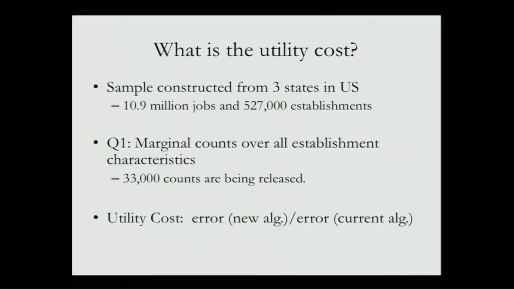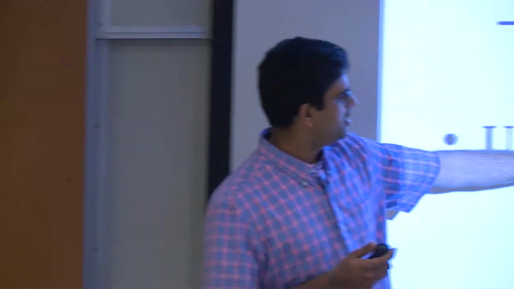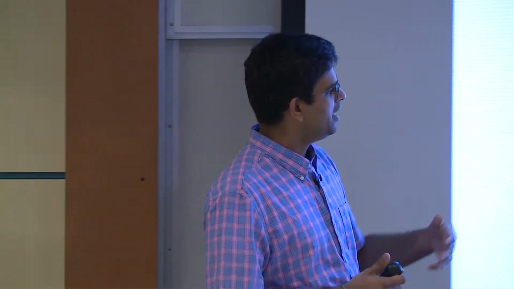For utility measurements, we basically said, let's ask some queries. In this case, we asked two kinds of queries. One query was the marginal counts over establishment. You can think of this as a set of 33,000 counts released simultaneously. We also did some ranking experiments that I won't show today. The utility cost we measured was the error introduced by our new algorithm that satisfies our provable guarantee of privacy, over the error of the current algorithm. They already have an algorithm, which was this Abowd-Tucker kind of algorithm. If this ratio is close to 1, then that's great. You get provable privacy, and you get utility that is comparable to the current system.